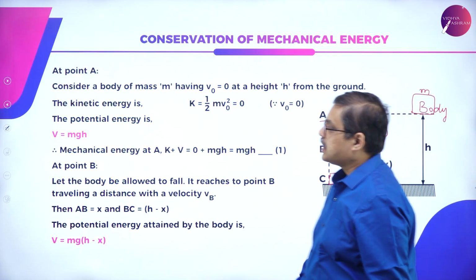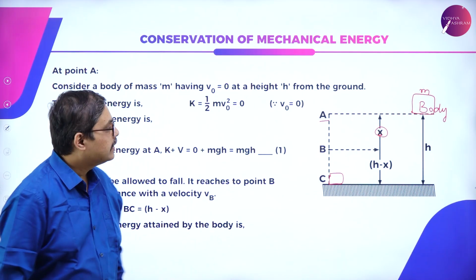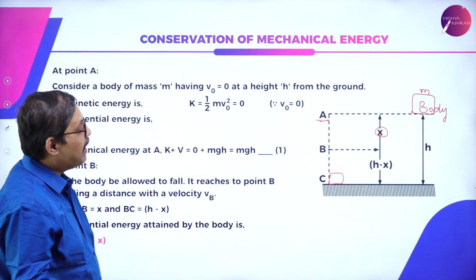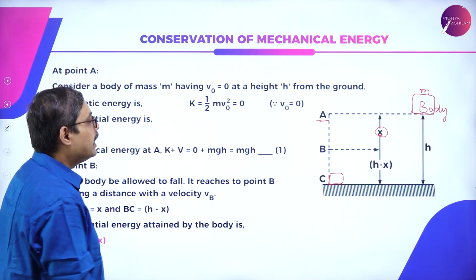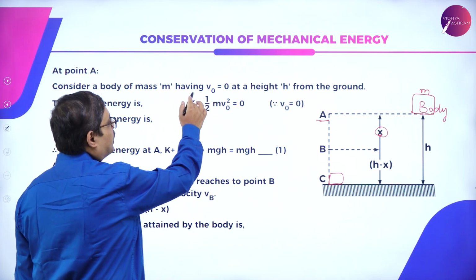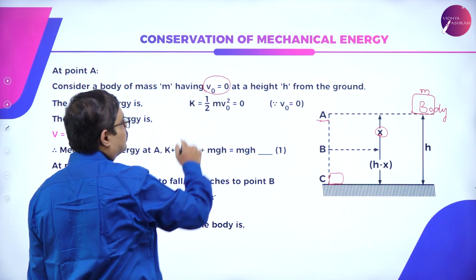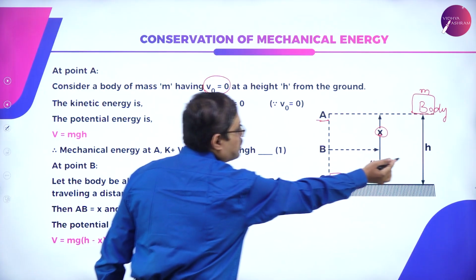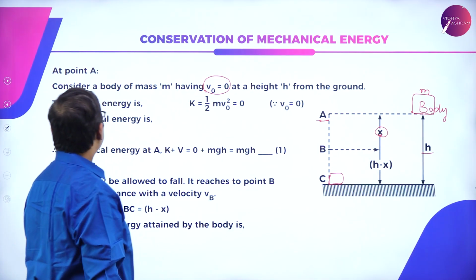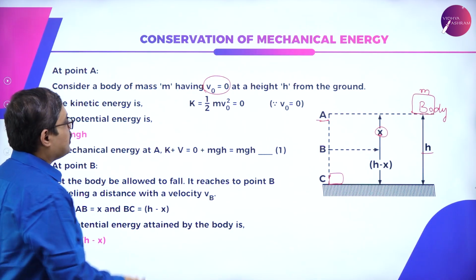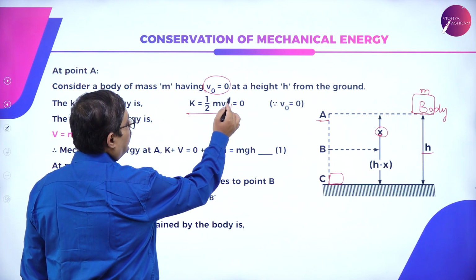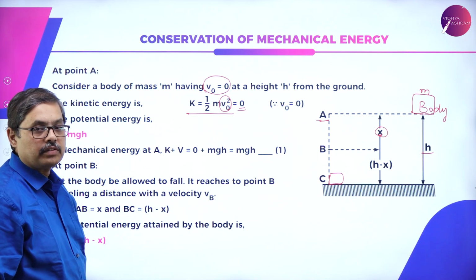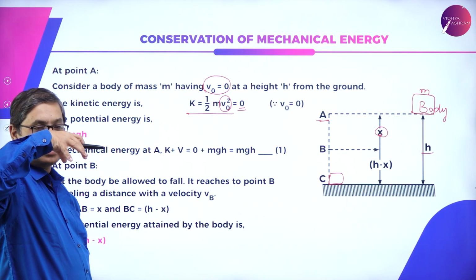So let us check. At point A, consider a body having mass m. Because the body is at that point, the initial velocity is 0. I have not dropped it onto the ground yet. It is at a height h from the ground level. The kinetic energy is given by half mv square. V naught is 0, therefore kinetic energy is 0. Initial velocity is 0 because it is at rest at that point.